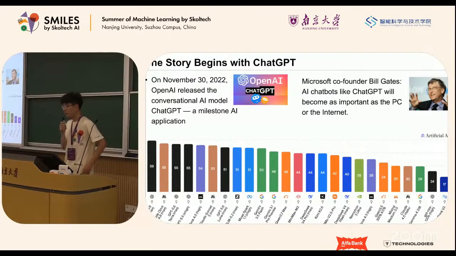At that time, Microsoft co-founder Bill Gates said that AI chatbots like ChatGPT will become as important as the PC or the internet. As the benchmark chart in Artificial Analysis at the bottom shows, this release started a continuous competitive evaluation of models such as Claude, Gemini, GPT, Grok, or China-related LLMs like Qwen and Kimi, constantly pushing the limits of visual and textual reasoning capabilities.